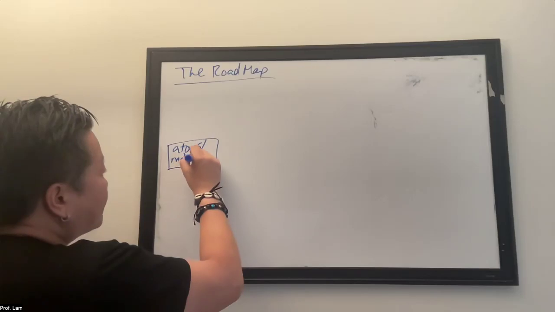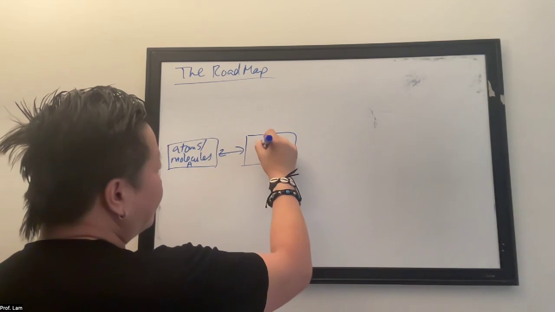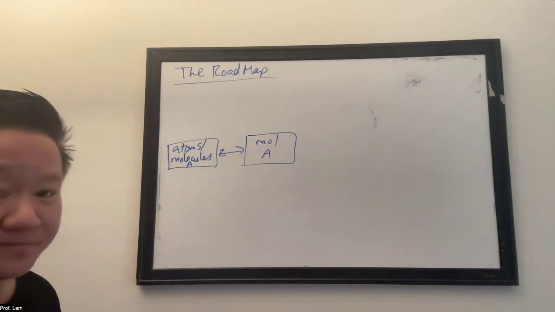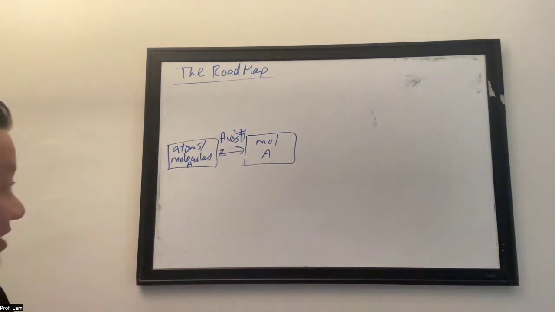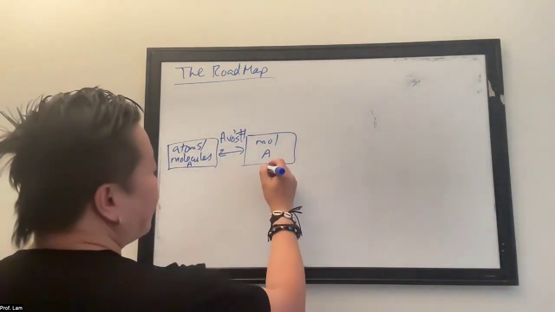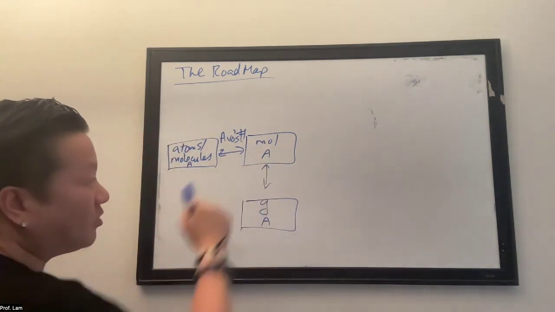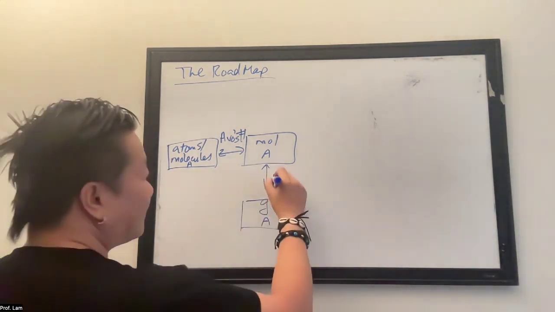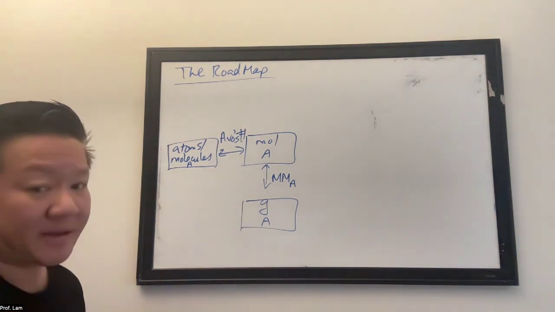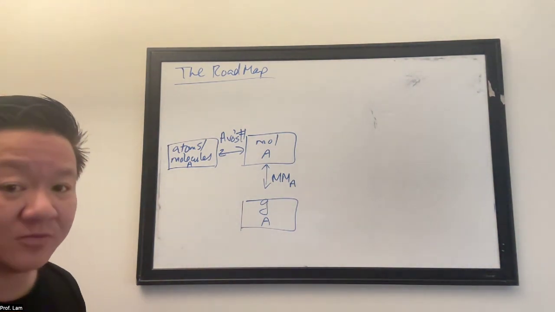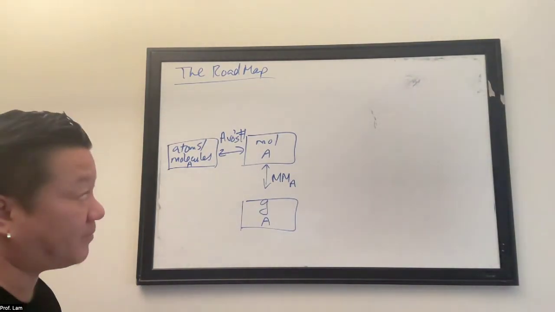We can start at atoms or molecules of A, and we can convert to moles of A through Avogadro's number. We've done that already in the previous chapter. Now with molar mass, we can go from moles of A to grams of A through the molar mass of A. That was what we had been doing back and forth with grams to moles of water and grams to moles of CO2 in our earlier example.